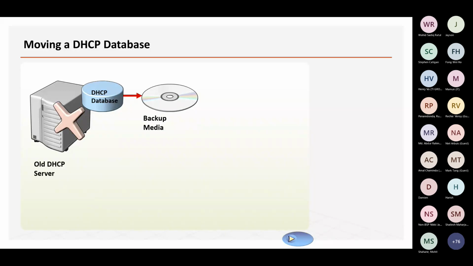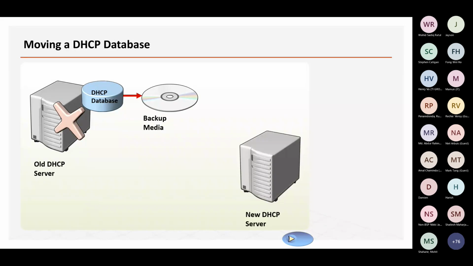In case you are decommissioning an existing old DHCP server, we take a backup first, then that will be restored in the new server from the media. So this is the practice we generally follow if we are doing any kind of modification or any kind of movement of the server. So this is the way it's being updated.